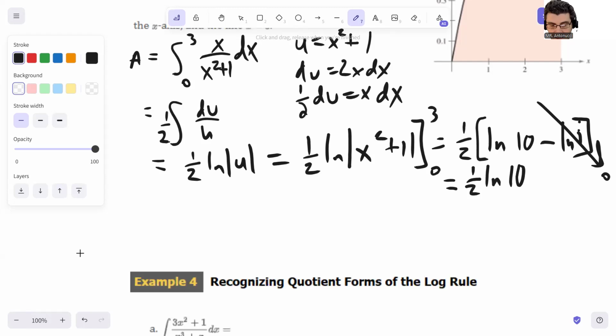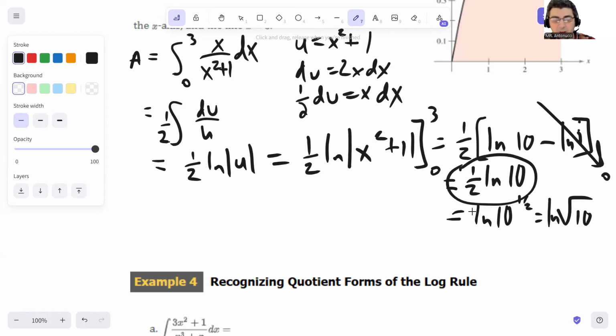Now, we can put that exponent up there as a 1/2 and rewrite this as natural log square root of 10. Okay, just different forms. You don't have to change it. You could have left it as 1/2 natural log 10. By the way, if you dump that into a calculator to 3 decimal places, it's 1.151.